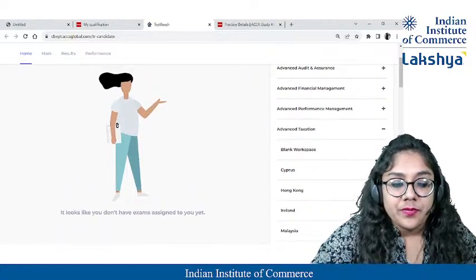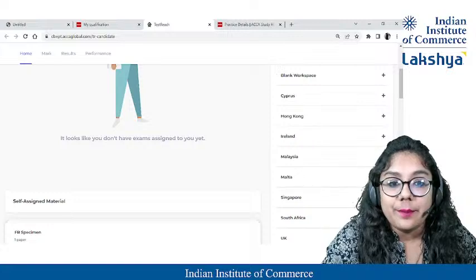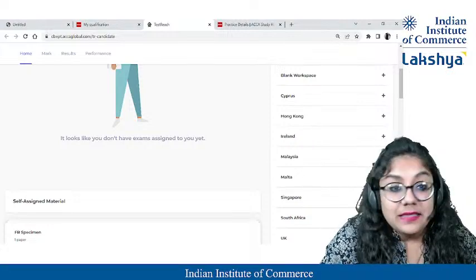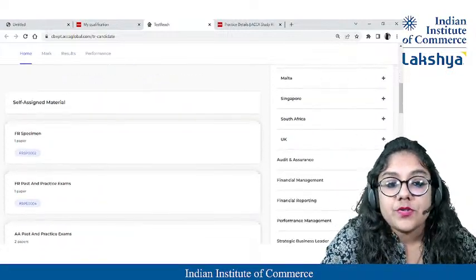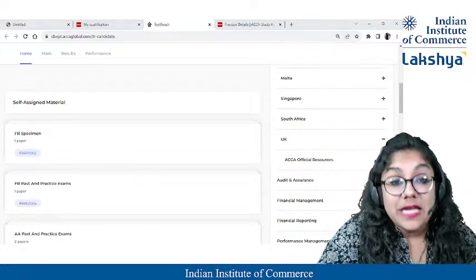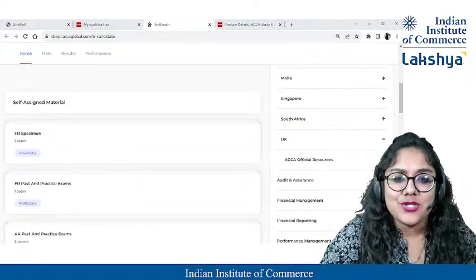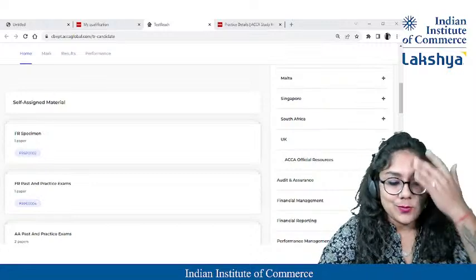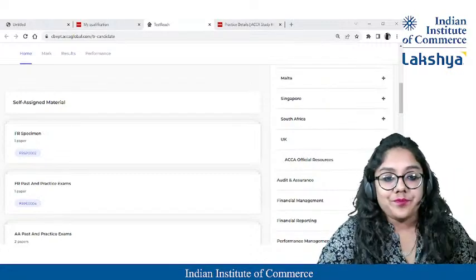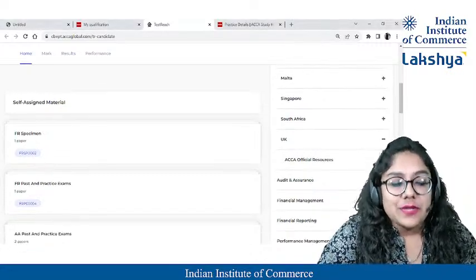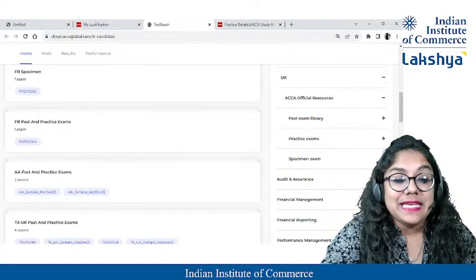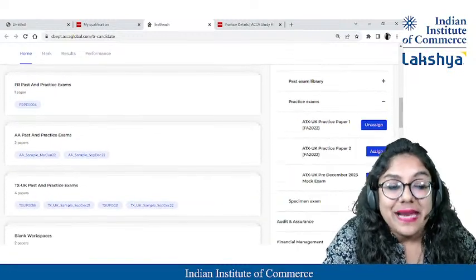If you see over here guys, I have blank space. Then we have to find which one. Students, you have to click on UK. So we are supposed to plan for UK examinations. We are going to practice it for UK also. Then we have to click on the official resources. I need to go towards the practice examination.